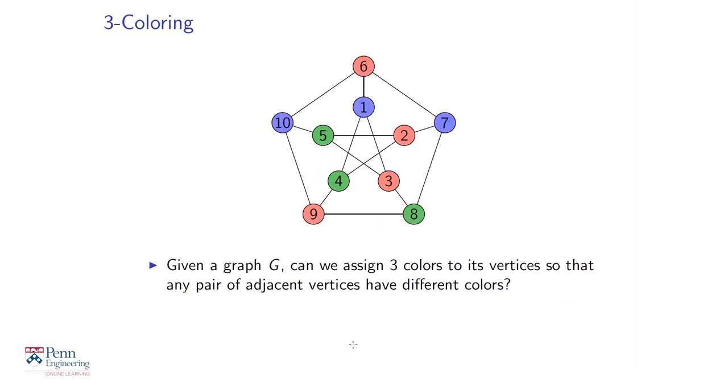Another example is the 3-coloring problem. You're given a graph, and what you want to do is color the vertices of the graph with 3 different colors so that adjacent vertices do get different colors. Here is an example, and we've shown a coloring with 3 colors, blue, green, and orange, where you can check that no pair of adjacent vertices get the same color.